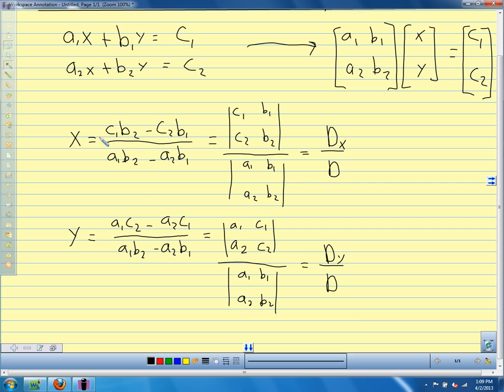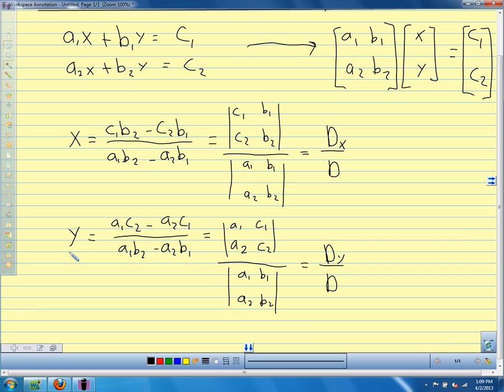So to solve our system of equations, I can take this matrix, find the determinant, that's the denominator, and I can take this matrix, replace the first column by my column of constants, C1, C2, find the determinant of that matrix, put that up here, and this will give me X. And I can take this matrix and replace the second column by the column of constants, find the determinant of that, and that's going to give me Y.